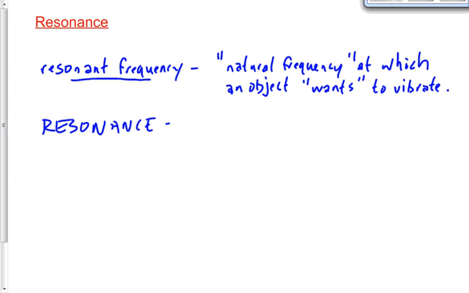The glass has a resonant frequency at which it wants to vibrate. When the opera singer matches that resonant frequency, applies the disturbance at that same frequency as the natural frequency of the glass, what happens? The glass starts vibrating more and more and more, just like the swing set started vibrating more and more. Well, at some point, maybe the glass breaks.